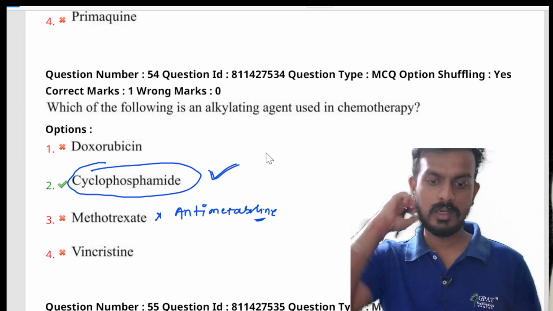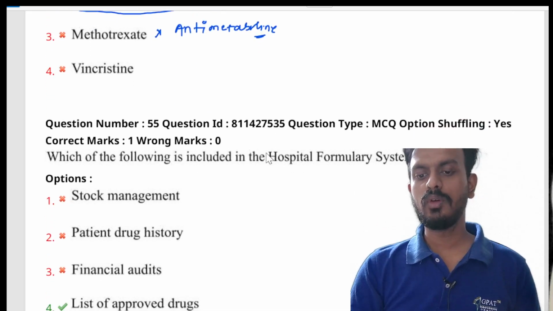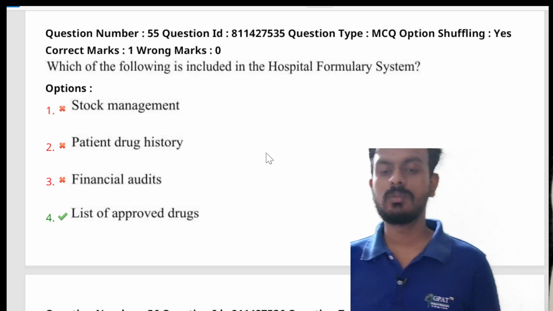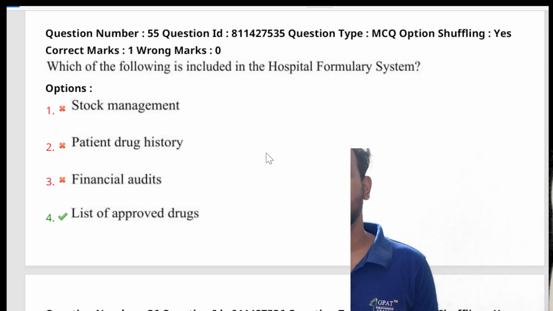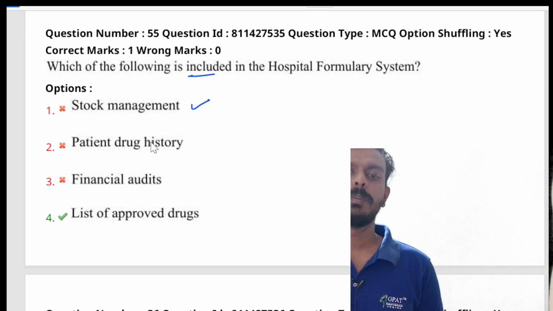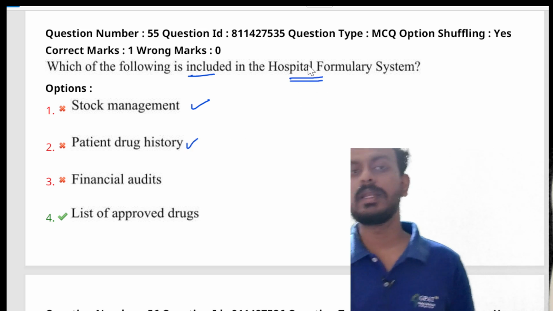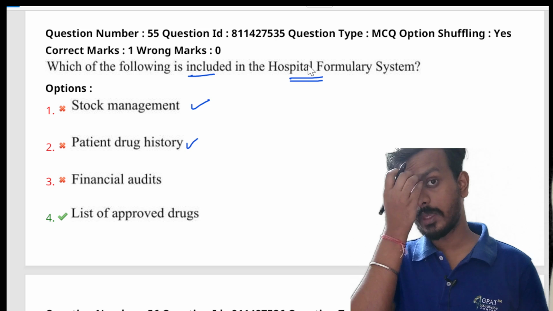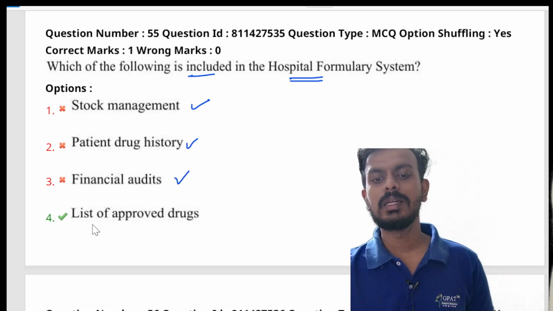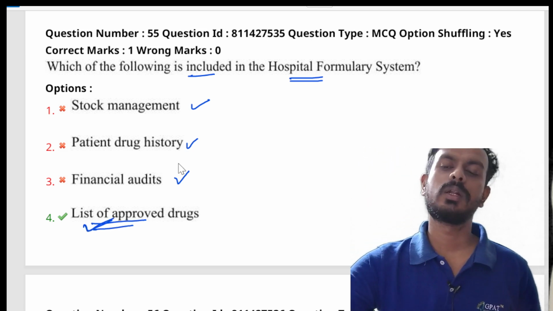Okay, so moving to the next question, which of the following is included in the hospital formulary system? Stock management, yes, stock management is included. Patient drug history, yes. The hospital formulary is basically a book that records details about information related to a particular hospital. Financial audit, yes, but list of approved drugs, not.